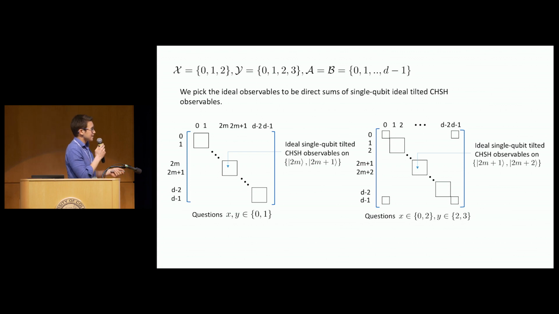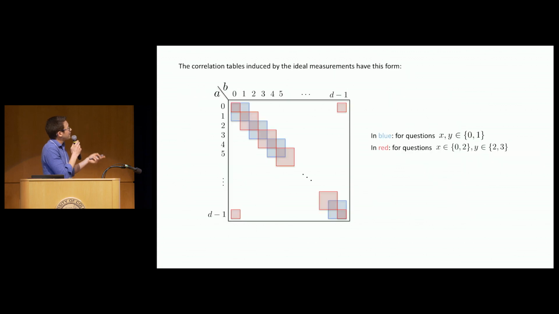Then for questions x in {0, 2} and y in {3}, we take them to also have a direct sum decomposition in 2 by 2 blocks, except that it's shifted forward by one computational basis element. This mimics the two decompositions that I talked about in the previous slide. As you can expect, if we pick these ideal observables, then the structure that we have here will be reflected also in the correlation tables that they generate.